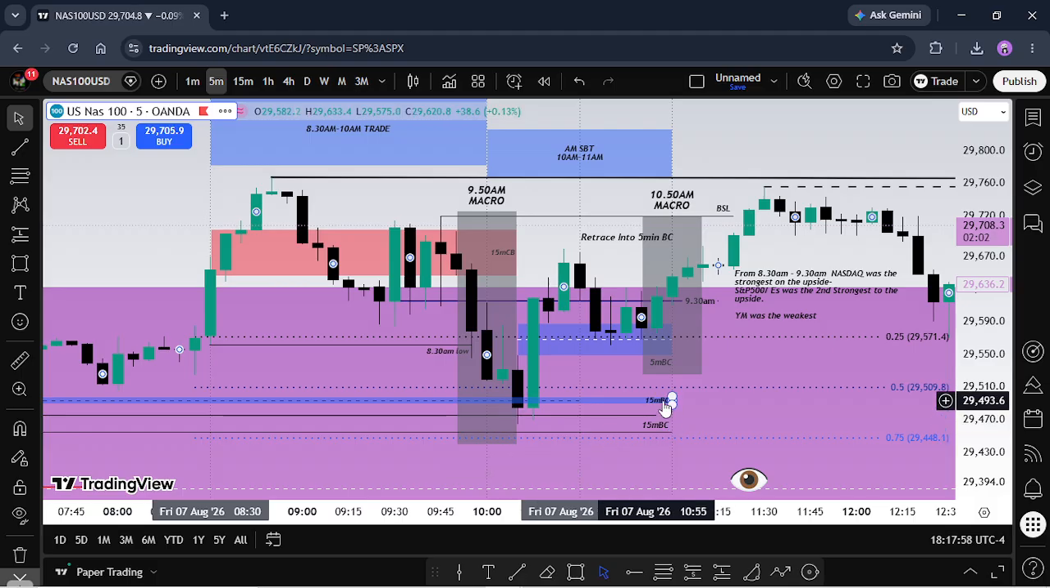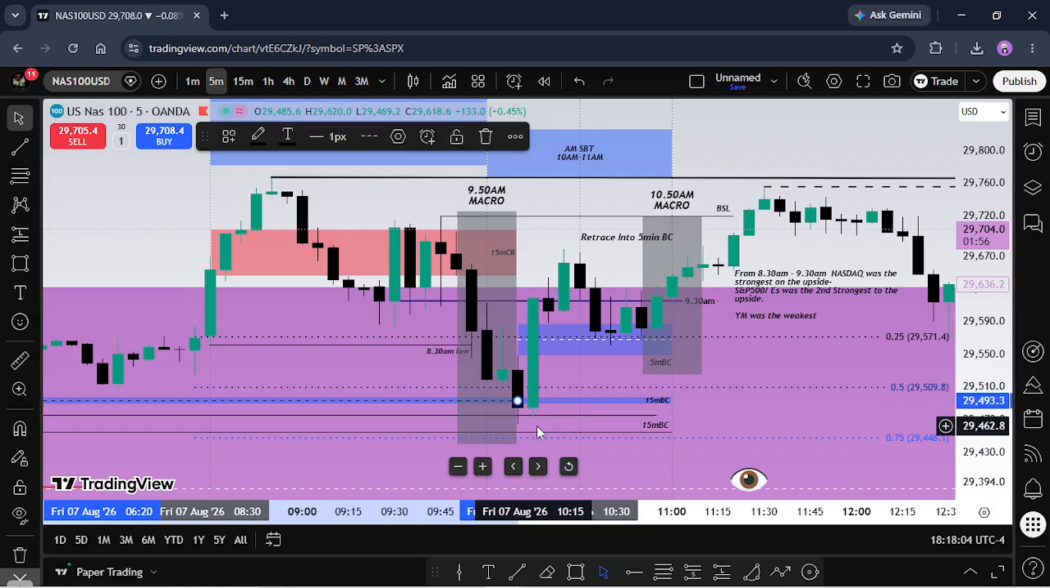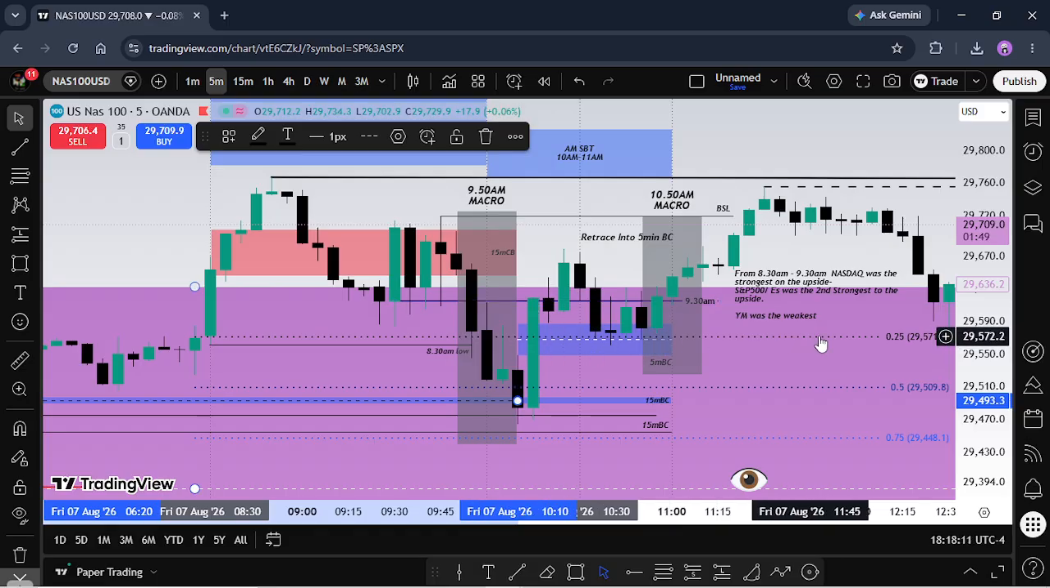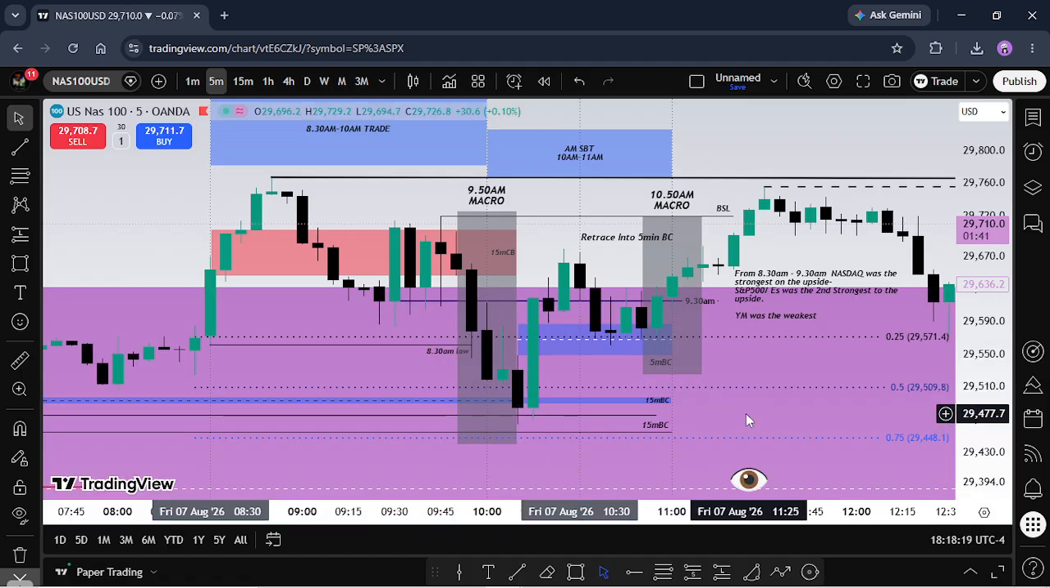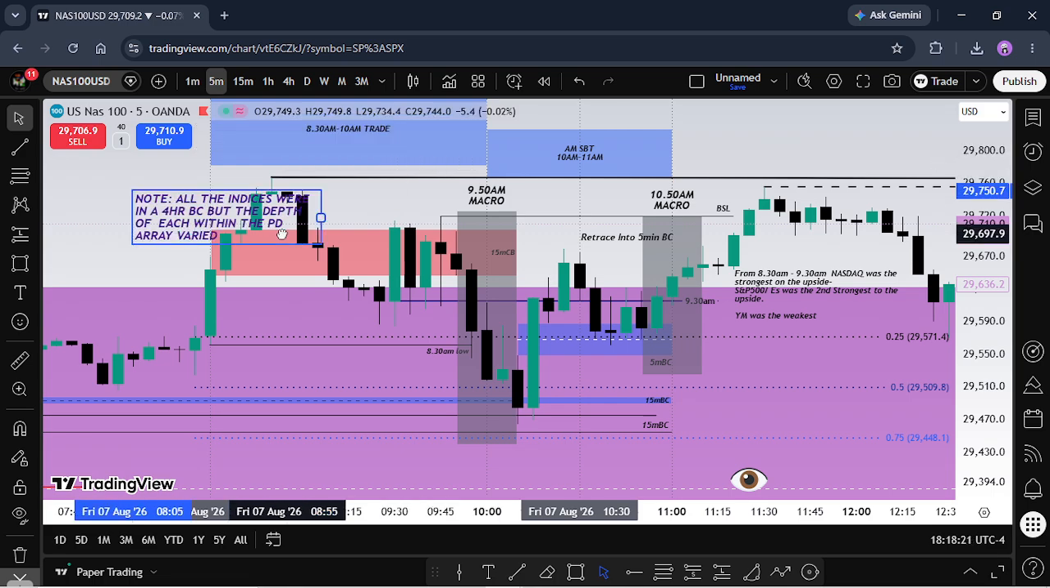Look at this 15-minute BC, right? And look at this one. Price took liquidity here and then tapped into the lower one by wick. Bodies came straight out, closed above the 0.25 level. Price retracing here. Beautiful stuff. Okay, let's just paste that there. All right.